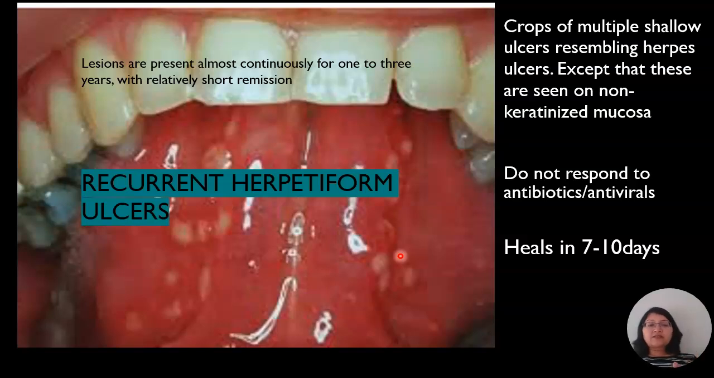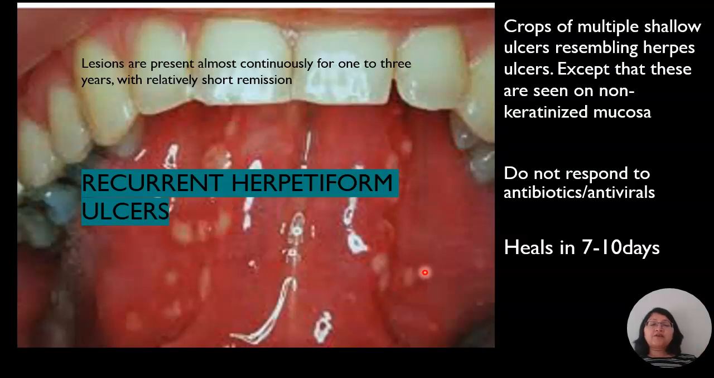But what's the difference here again? These are occurring on non-keratinized mucosa. Okay, and they're usually present almost continuously for years with relatively short remission. So again, how will you diagnose the patient with recurrent herpetiform ulcer? How will you know if it is actually a herpetic ulcer, or if it's a form of the aphthous ulcer, which is a recurrent herpetiform ulcer?